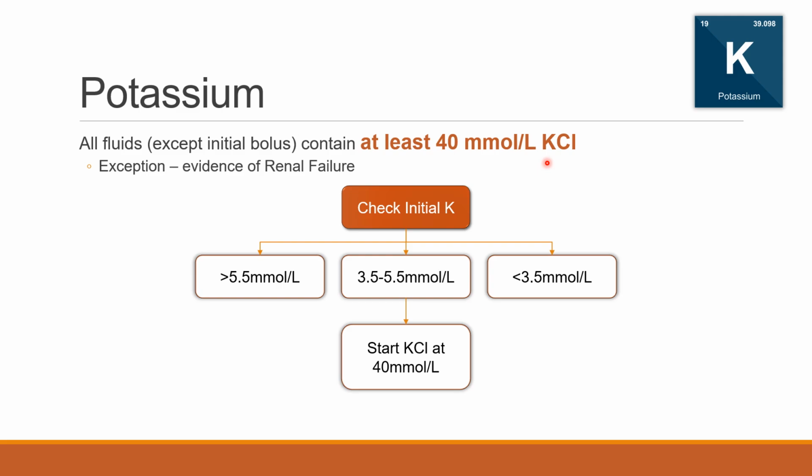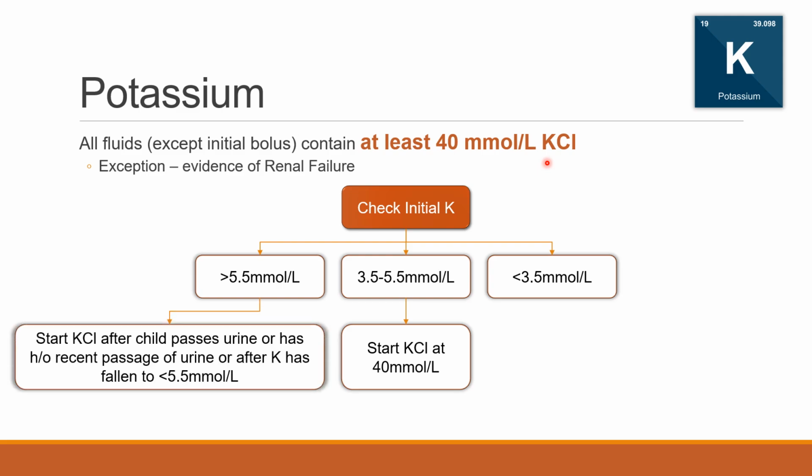So what is the evidence that a kidney is working? If the patient has recently passed urine, or the child passes urine in front of you, that is an indirect evidence that the kidneys are working. So we can add the potassium. Or second evidence, if the potassium gradually falls to less than 5.5, that means the patient is not hyperkalemic anymore, then also you can add injection potassium chloride to the IV fluid. So I hope you have understood this concept.